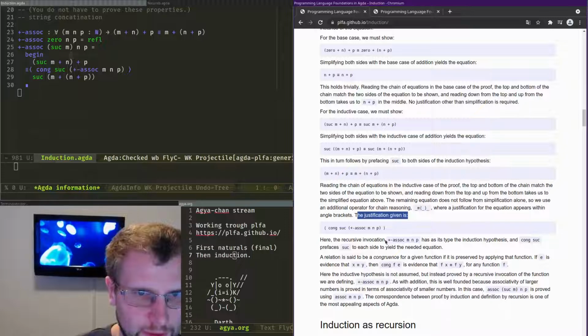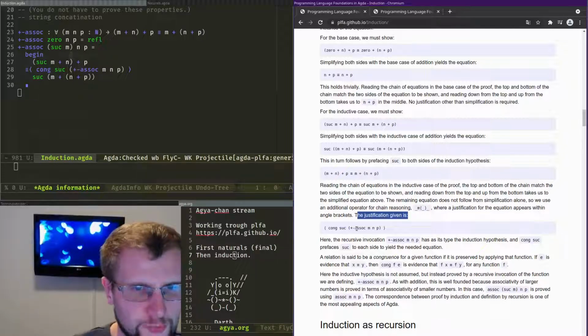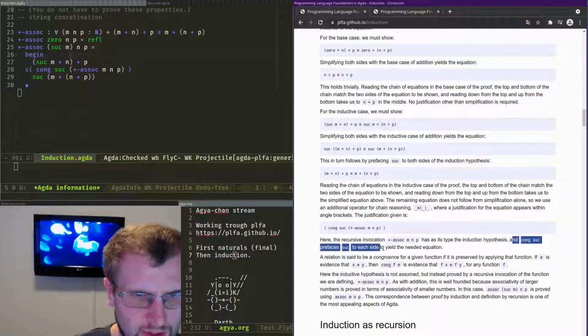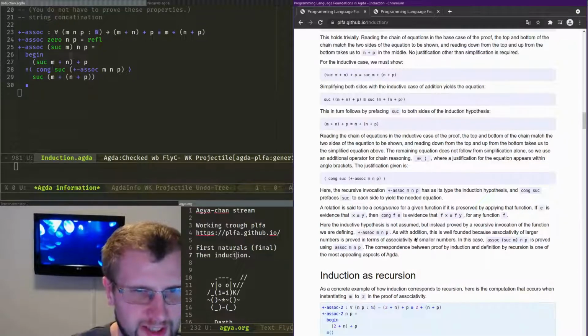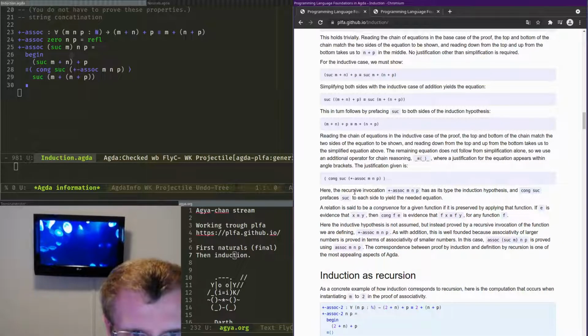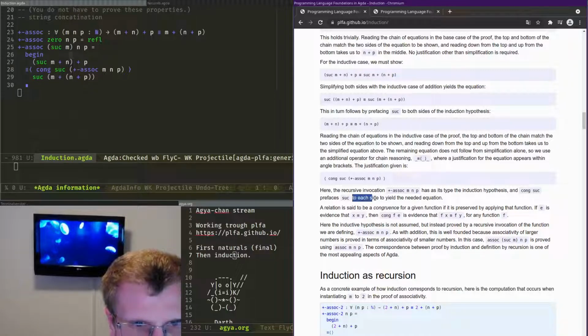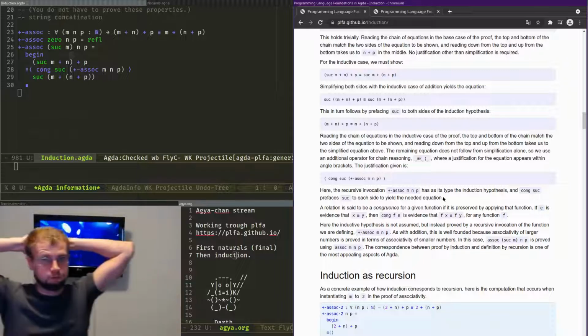Here the recursive invocation of ASOC has as its type the induction hypothesis, and conc suck prefaces suck to each side to yield the needed equation. That's what I said, right? Wait, what? Here the recursive invocation has as its type the induction hypothesis, and conc suck prefaces suck to each side to yield the needed equation. I can't craft this.